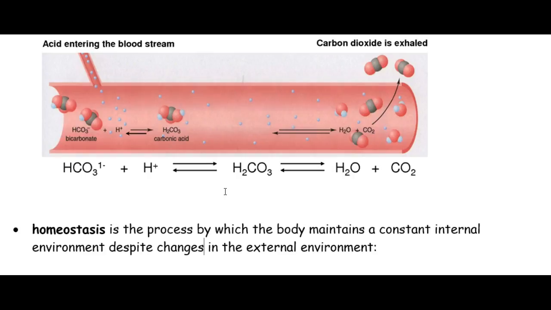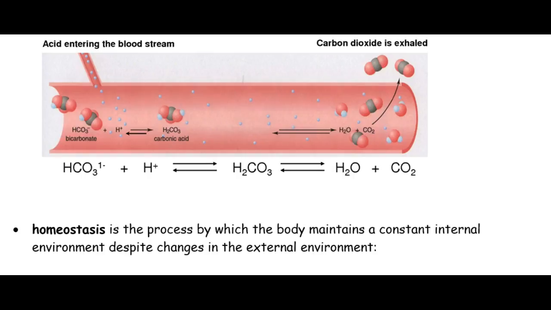So what is homeostasis? Homeostasis is that process of maintaining that internal balance, whether we're talking about blood glucose levels, blood pH levels, or any other process within the body that needs to be maintained at a constant level. So the focus of this unit is going to be to explain some of the mechanisms by which our body is able to maintain that constant internal environment.